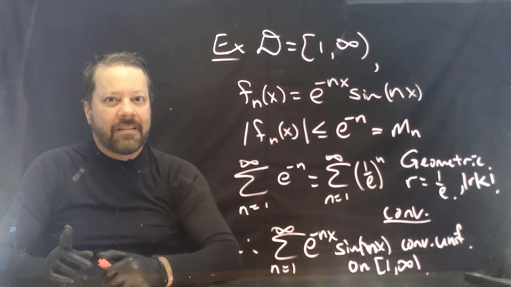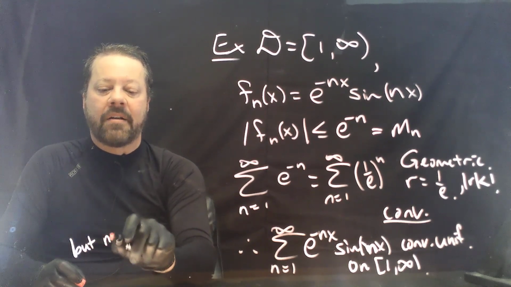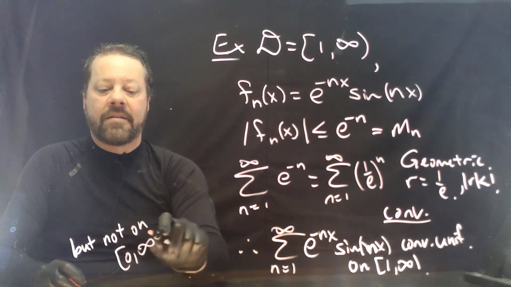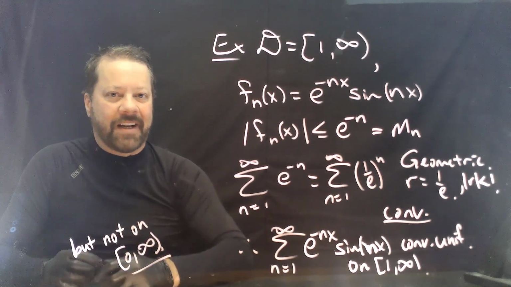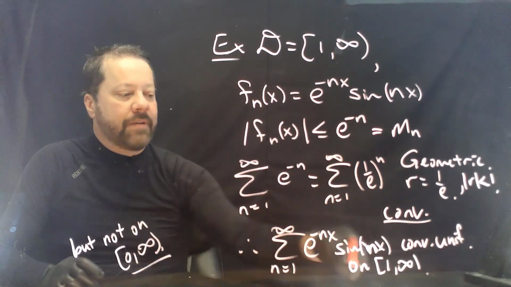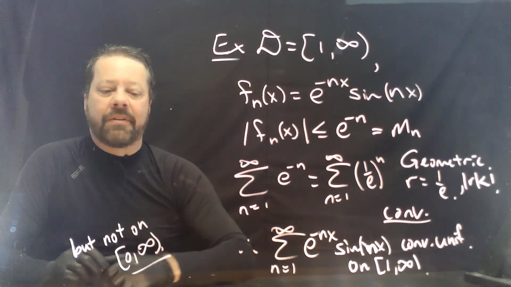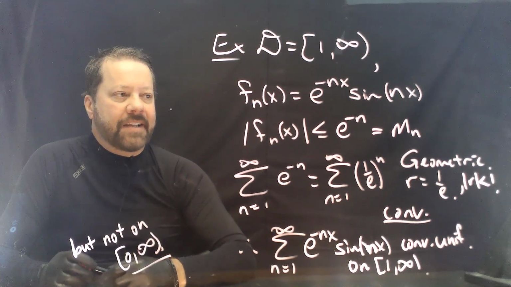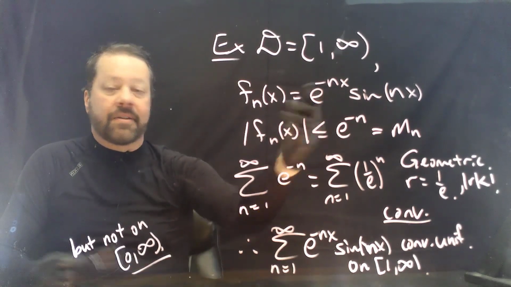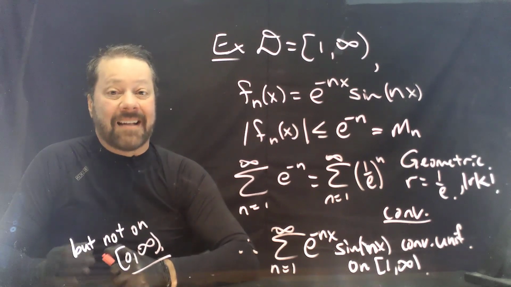However, let me say, but not on 0 to infinity. So why does this series converge uniformly on the interval 1 to infinity, but not on the interval 0 to infinity? And the answer is pretty clear. If you plug in 0 for x, e to the 0 is 1. So all of these constants will end up being 1, and that's not summable.